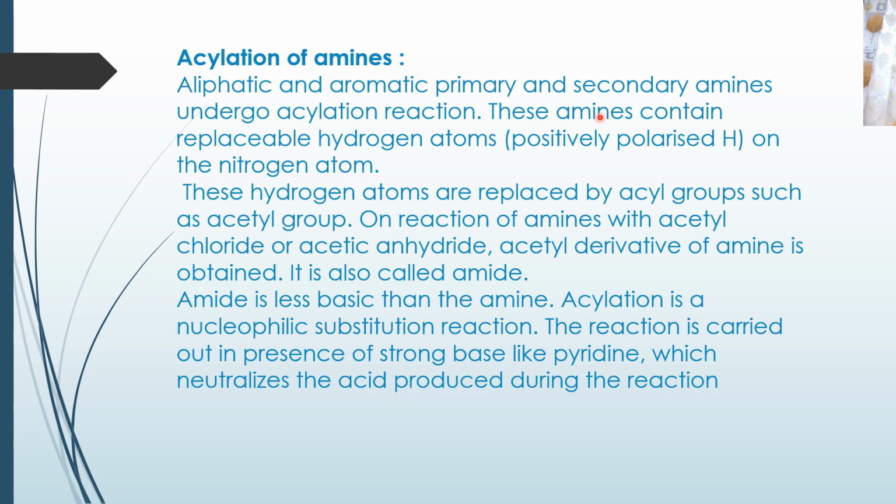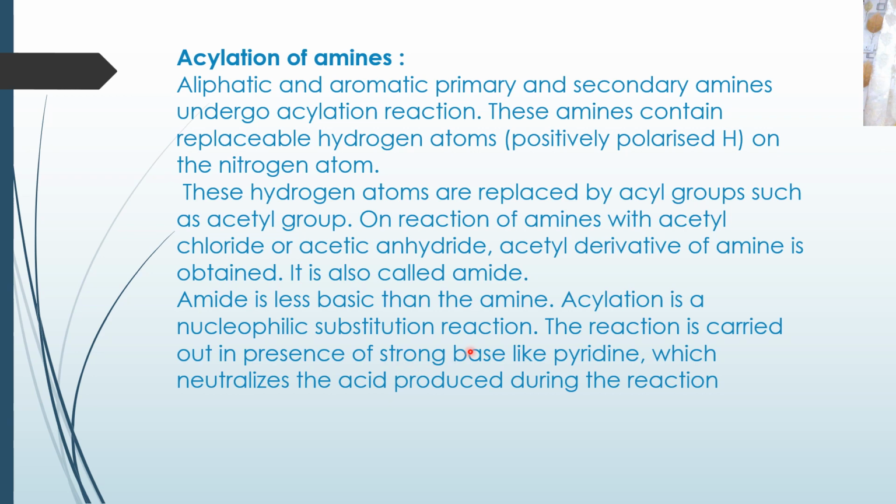Okay. Acylation of amines. Aliphatic and aromatic primary and secondary amines undergo acylation reaction. These amines have replaceable hydrogen atoms, positively polarized hydrogens on the nitrogen atom. These hydrogen atoms are replaced by the acyl groups, such as acetyl group. On reaction of amines with acetyl chloride or acetic anhydride, acetyl derivative of amine is obtained. So this is called amide. Amide is less basic than amine.